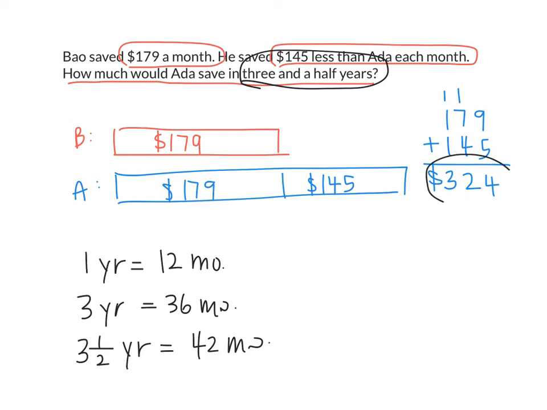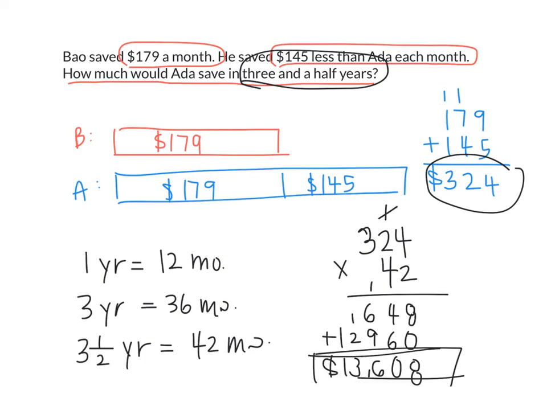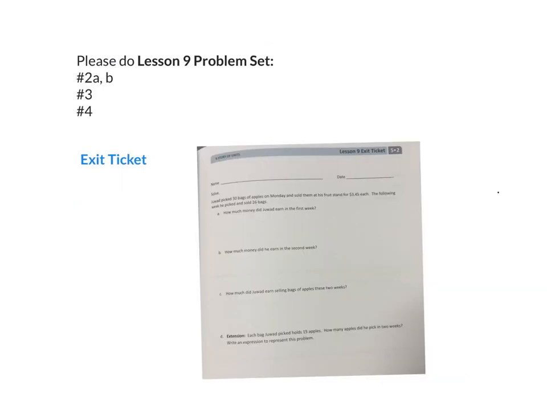So if this is the amount Ada saves in 1 month, we take how much she's saving per month, and multiply that by 42 to find out how much she is saving in 3.5 years, or 42 months. Go ahead and pause the video right now and solve this on your own before going on to the next problem. Okay, based on our calculations, Ada will save $13,608 over 3.5 years.